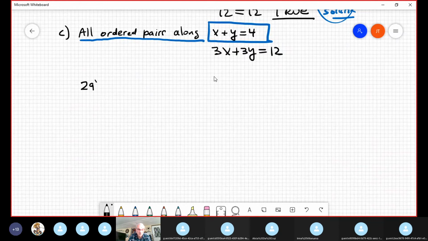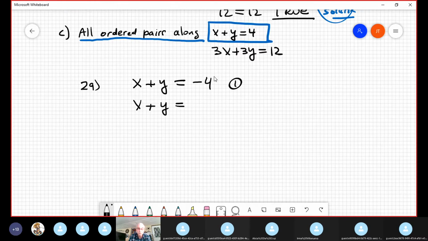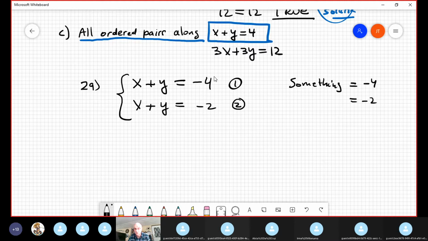29 is also special. It's x plus y equals -4. This is my first equation. And my second equation is x plus y equals -2. This is my second equation. This is my system. But I see something weird in this problem, because x plus y is equal to -4, and the same x plus y is also equal to -2. Do you see the contradiction in this problem?